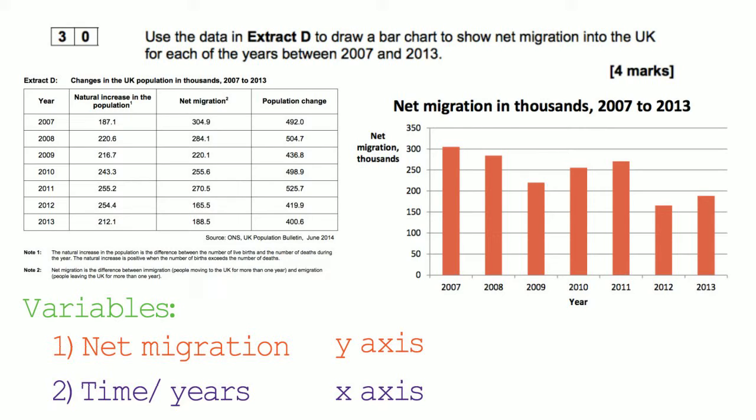So in 2007, the value should be 304.9 thousand, and then we work our way through 2008, 9, 10, 11, 12, and in 2013, the value should be 188.5 thousand. Alternatively, we could have labelled our y-axis just net migration. If we did this, all the figures on the y-axis must be in thousands. So we should have 50,000, 100,000, 150,000, etc., etc.